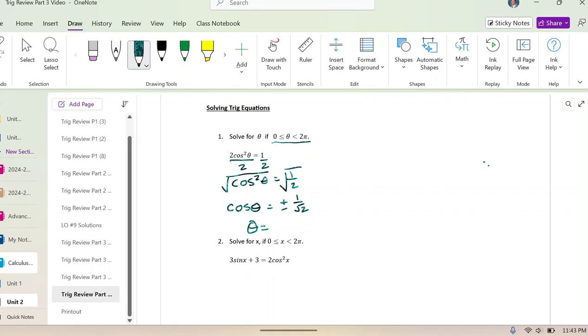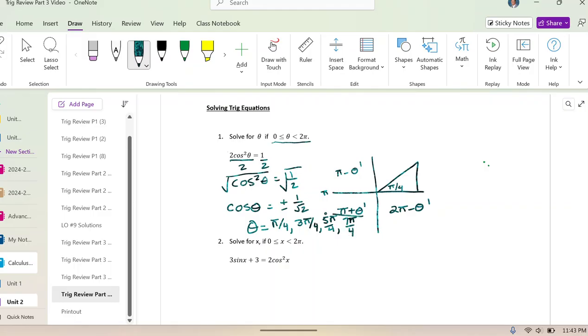Since it's plus or minus, that means it's in every quadrant, so the reference angle is pi over 4. And remember, in the second quadrant, it's pi minus the reference angle. Third quadrant, it's pi plus the reference angle. And the fourth quadrant, it's 2 pi minus the reference angle to find the angle. So it's going to be pi over 4, 3 pi over 4, 5 pi over 4, and 7 pi over 4. Those are the 4 angles.